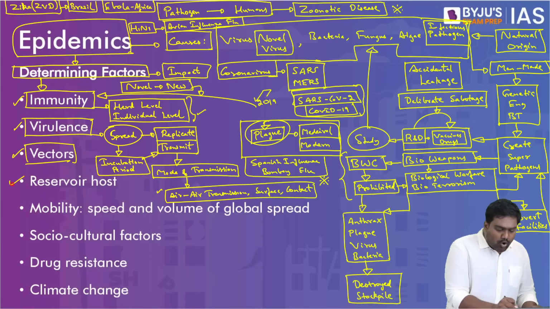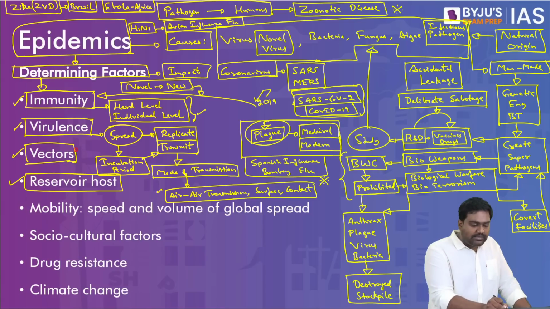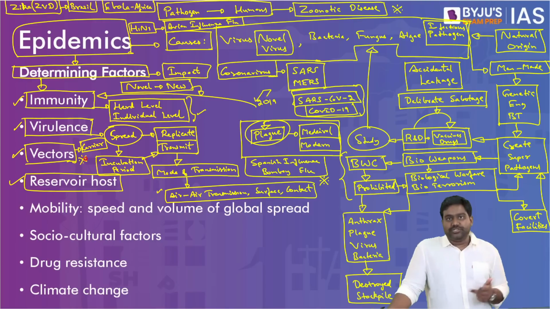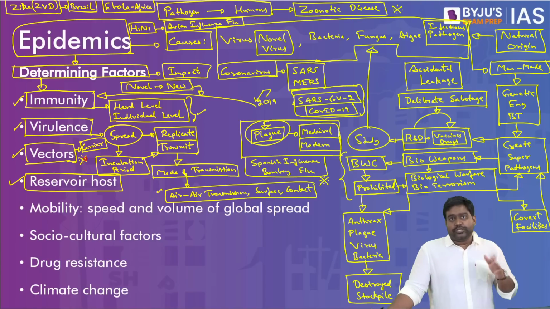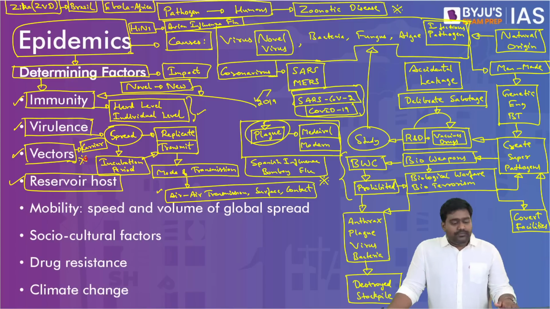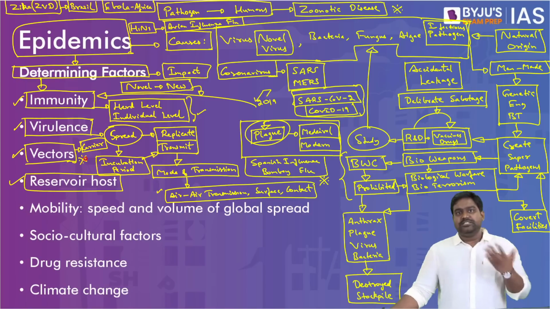Next, the vector and the host. A vector is an animal or an organism that is a carrier of the pathogen. Like for example, in the case of mosquito-borne diseases, malaria, dengue, chikungunya, and the others, the mosquito is only a vector. The mosquito itself is not affected. It's only a carrier which is carrying the pathogen and passing it on to human beings. There are cases where birds, then pigs, and bats also act as vectors. They only carry and pass it on to others. They themselves are not affected.